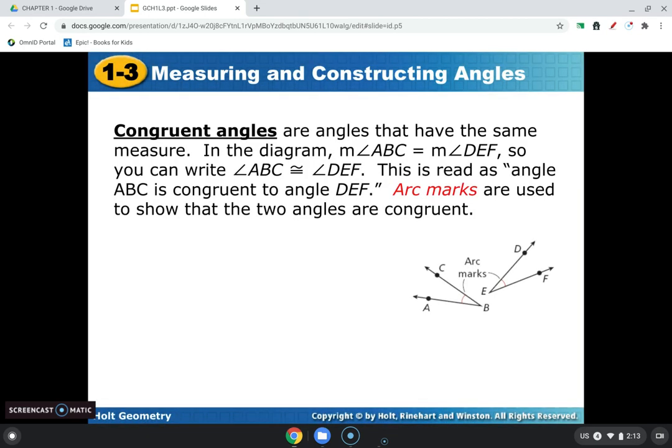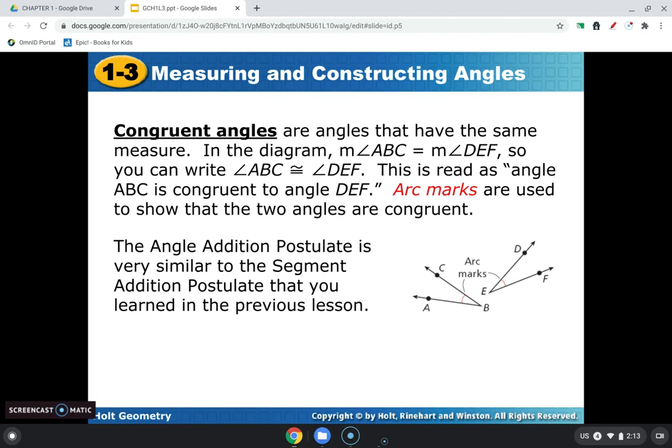Okay, congruent angles are angles that have the same measure. We use tick marks for segments. For angles, we use what are called arc marks. And these two little red marks in here would indicate that the angles are congruent. Remember, congruent means they are the same. And the little equal sign with the squiggly line over it, that means equal.